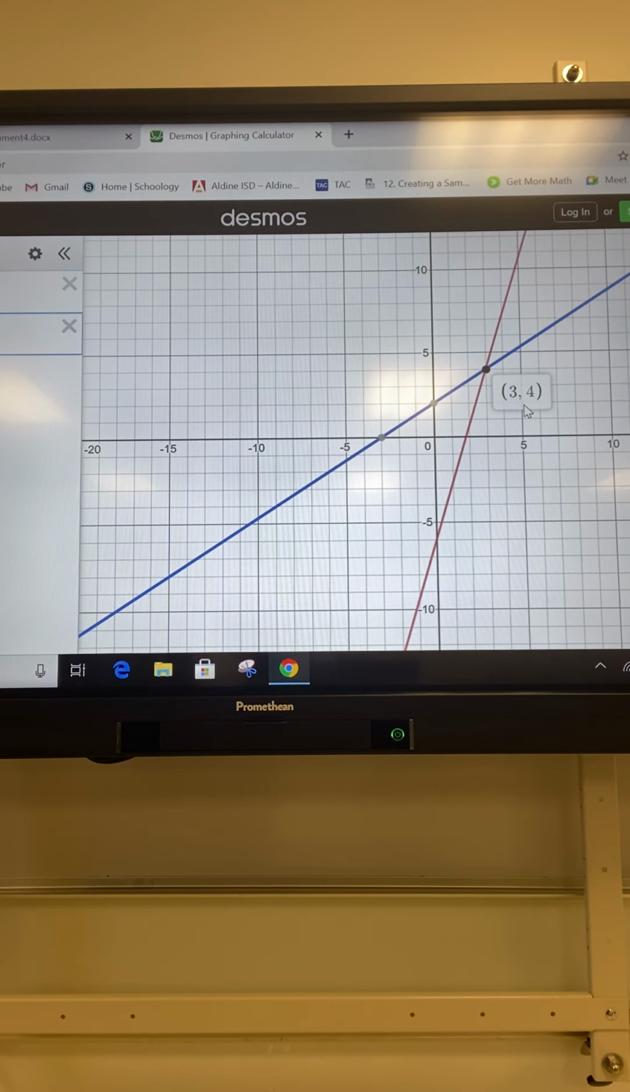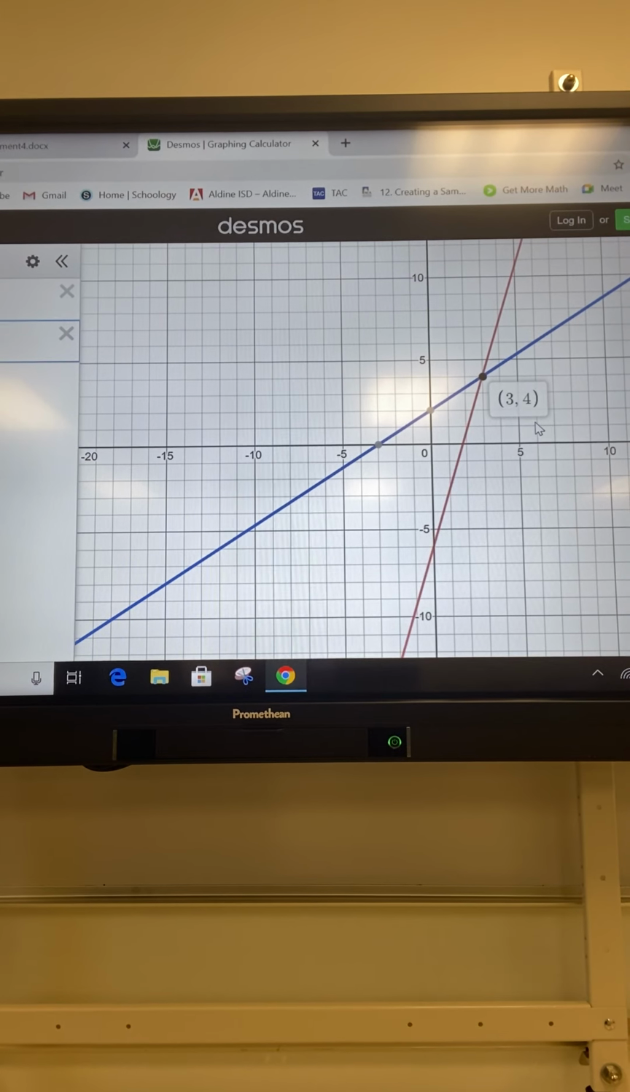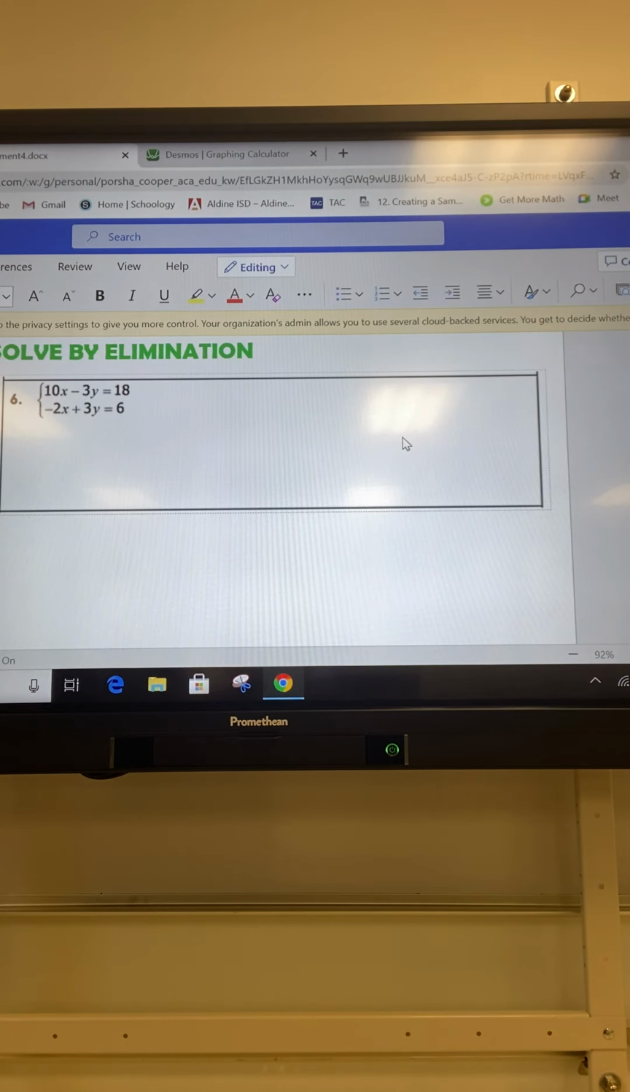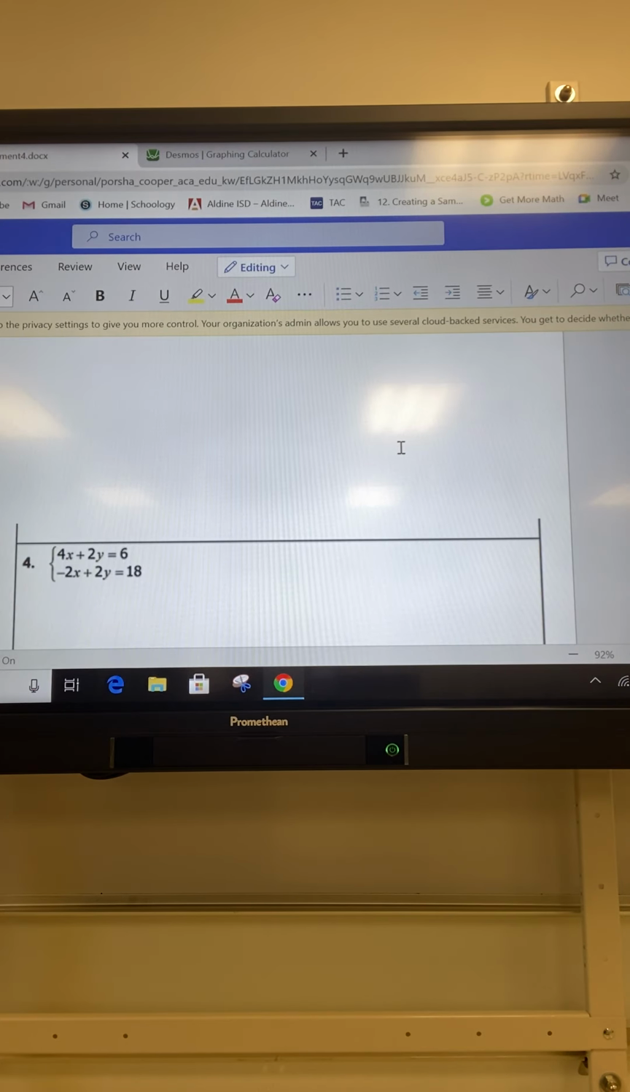All right, but you need to be able to do the elimination method without Desmos, okay? But Desmos is a tool that we can use to check to see if we are correct. All right, let's go back to the notes and try another example.